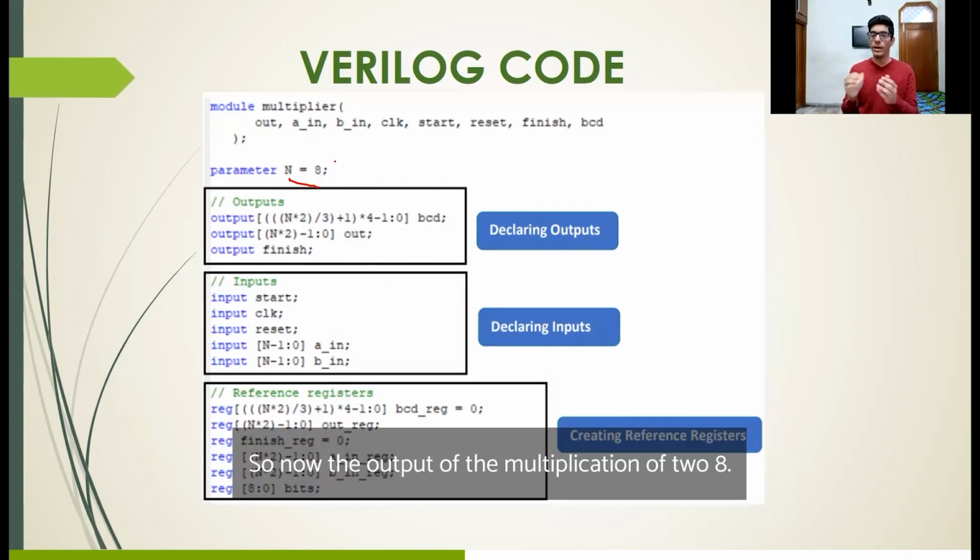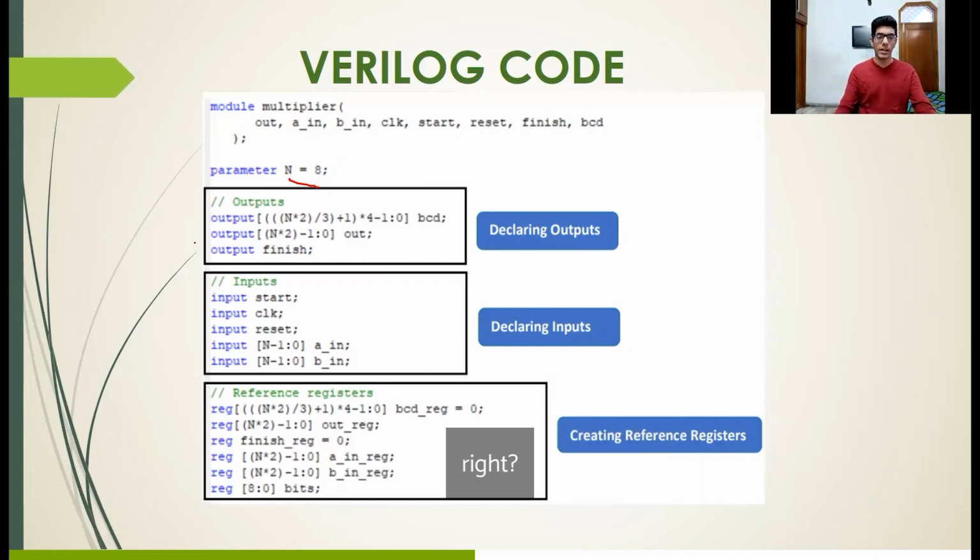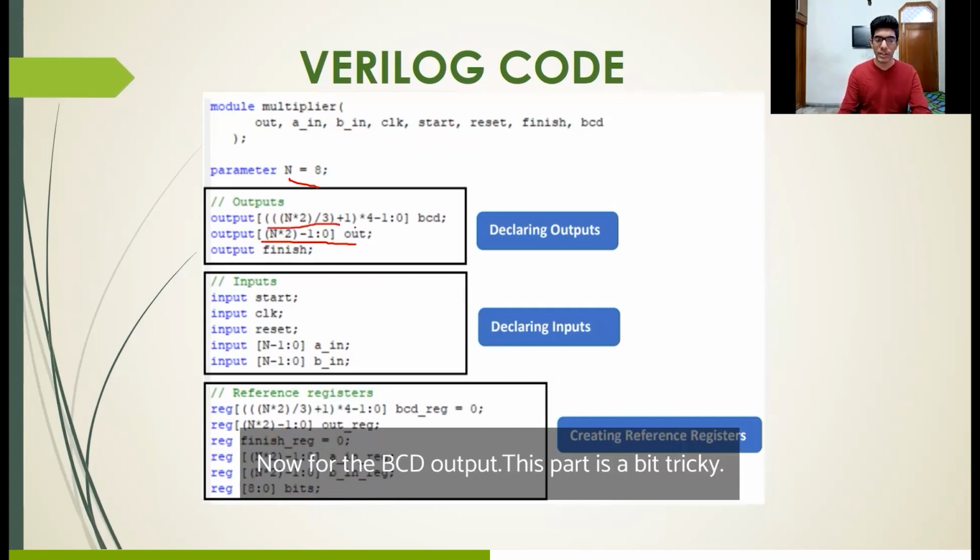So now the output of the multiplication of two 8-bit numbers could be a maximum of 16 bits, right? So here the output is of 16 bits if we put n here, right? Now for the BCD output, this part is a bit tricky.